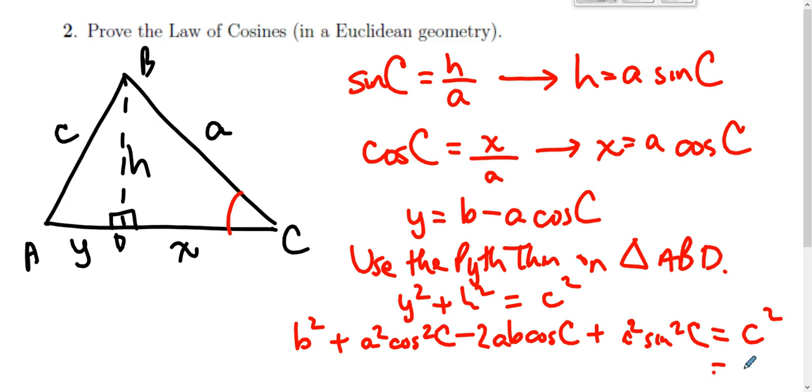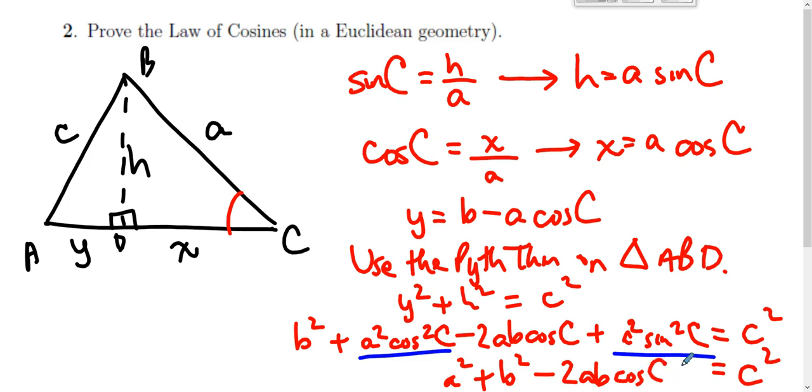Now wait just a doggone minute here. Cosine squared C plus sine squared C, that's 1. So this is 1 a squared plus b squared minus 2ab cosine C. And the law of cosines is established. Nothing special about focusing on angle C. Could have focused on any other angle. No problem.